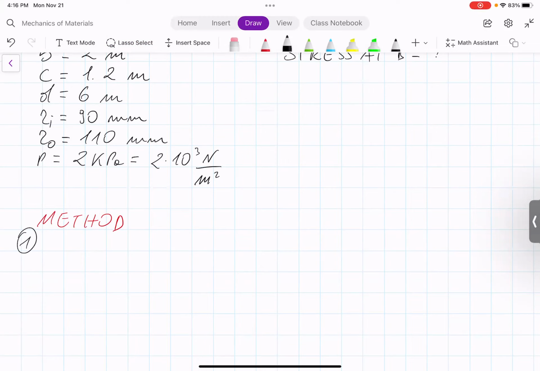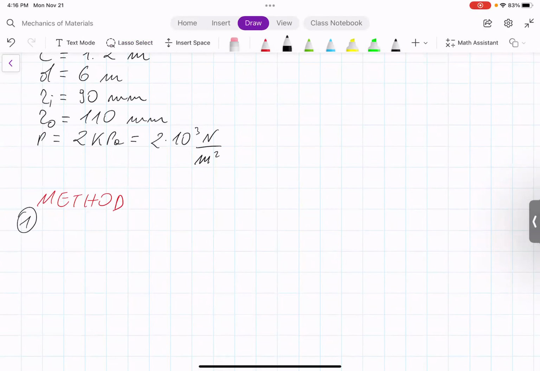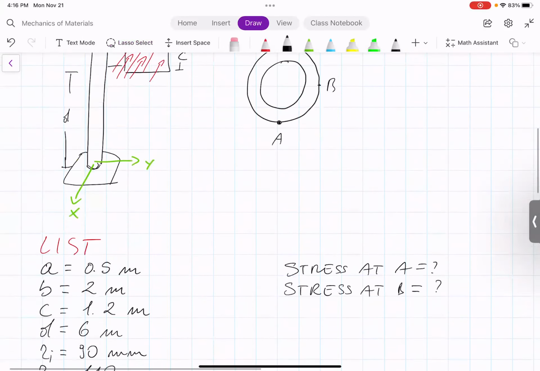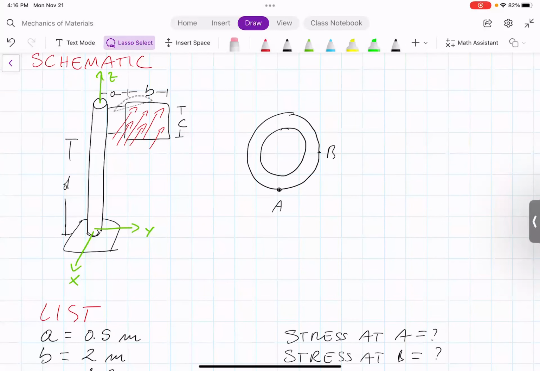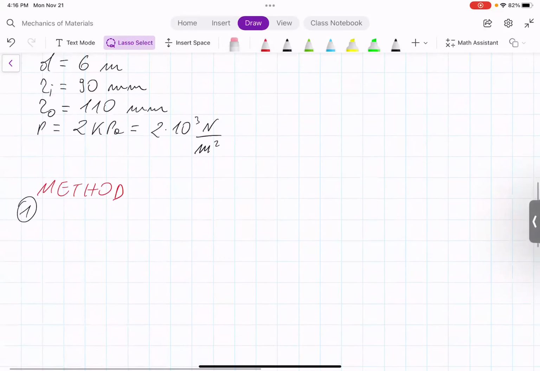So the first step will be to determine the load that is actually applied on the sign, because so far we have information about the pressure that is applied on the sign, not the force. When we need to determine the stress, we need to determine the stress due to a specific load. We assume that the pressure is uniformly distributed over the entire sign, and so in order to find the load, we have to multiply the pressure by the area of the sign.